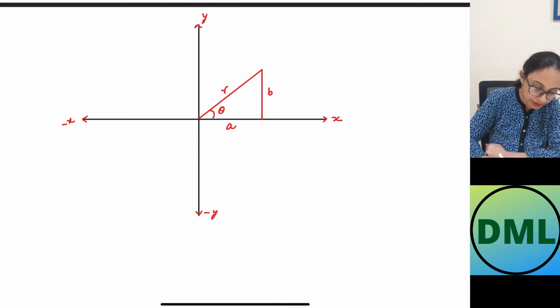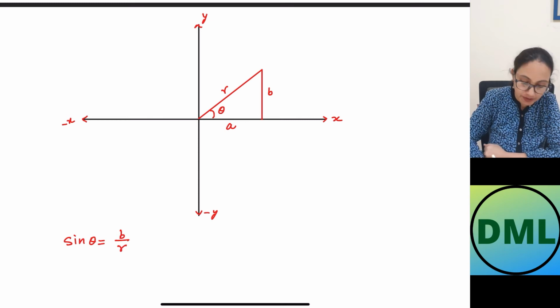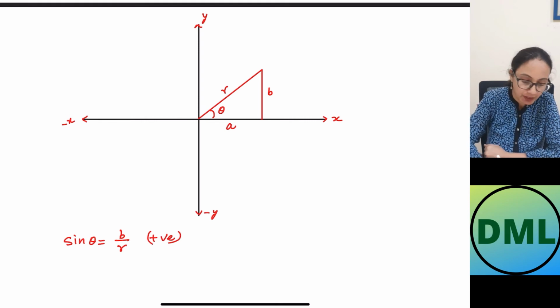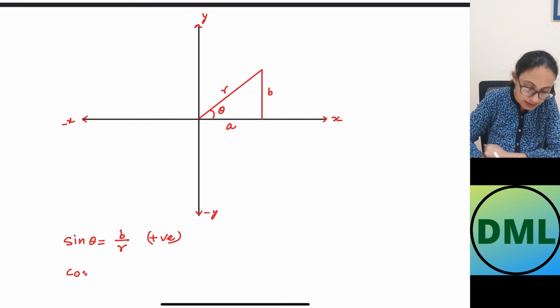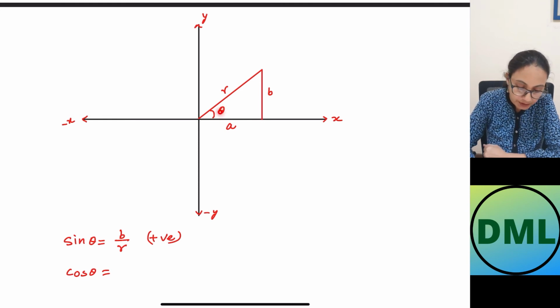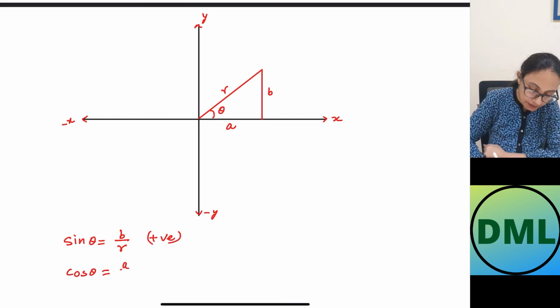So let's write down the value here. Sine theta is B over R, which is positive, because B is positive and the hypotenuse R is also positive. So that means this is positive. Now I'll write down the value for cos theta. Cos theta, for this theta, is base over hypotenuse. For this theta angle, A is our base and the hypotenuse is R. So the value for cos theta is A over R, which is also positive.